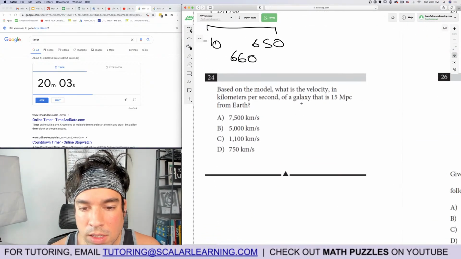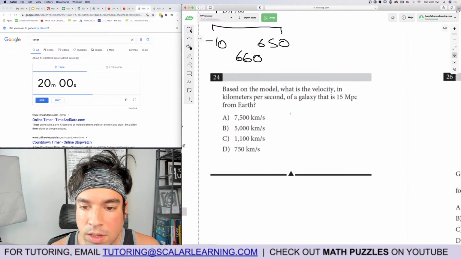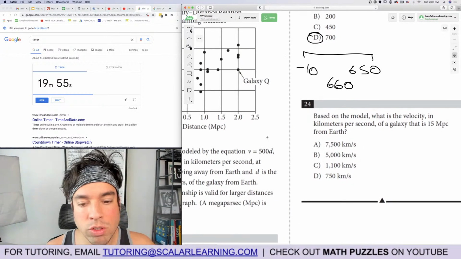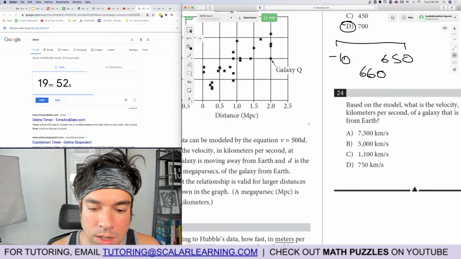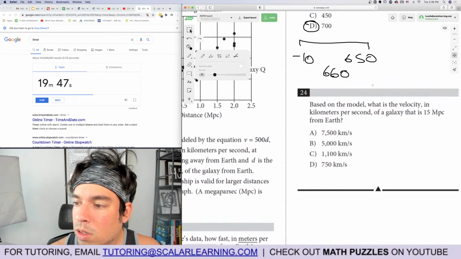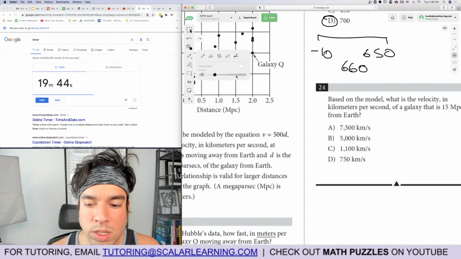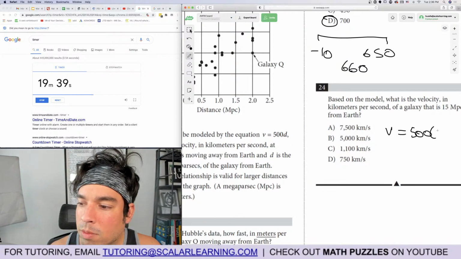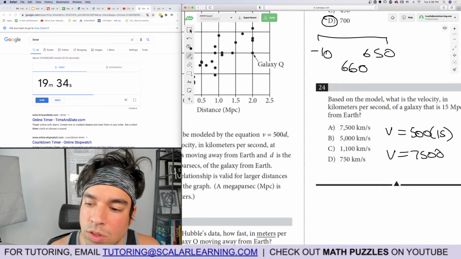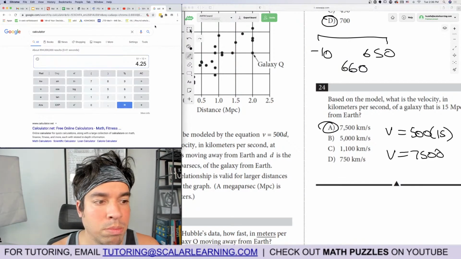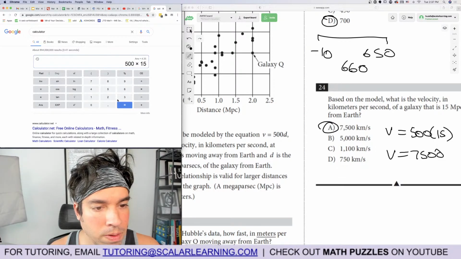Based on the model, what is the velocity in kilometers per second of a galaxy that is 15 MPC from Earth? All right, let's just use the formula. So 15 MPC. Did it say meters per second? Yeah, kilometers per second. Nice. So see, there's the formula. V equals 500 times 15 equals 75, and add those 2 zeros, and we're good to go. See, they even give this one just in case you're off with the multiplication. But you can always double check here, and we're good to go.